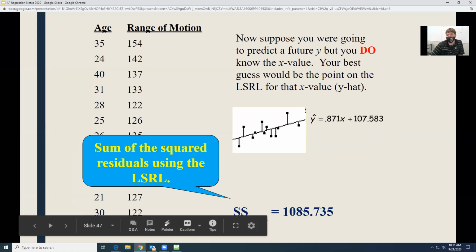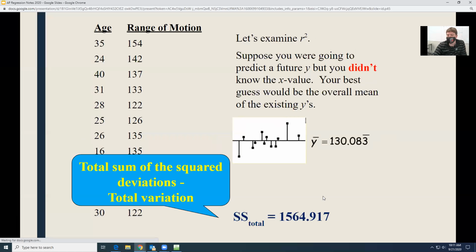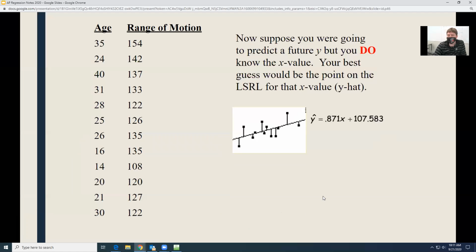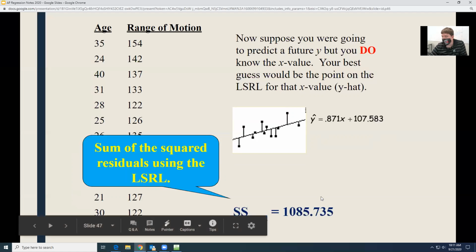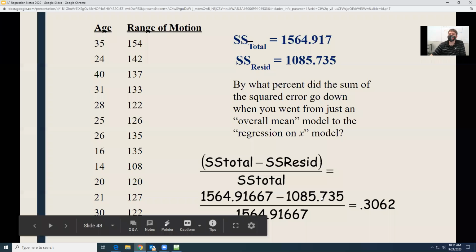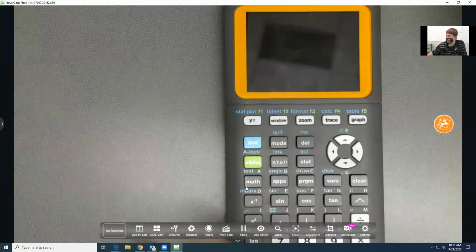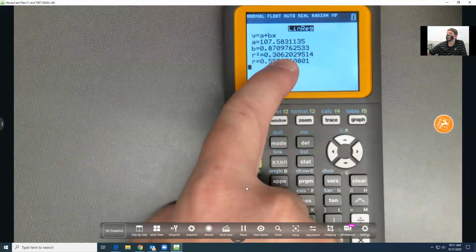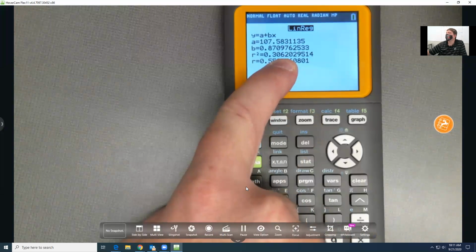This is a different number than I had before. The previous number was based on the deviations. This number is based on the residuals. Now, in order to figure out R squared, we take the total minus the residual, divided by the total, using all these numbers, and we get 0.3026. If you look in your calculator, what number did we get for our R squared? Boom. You don't have to do the formula, but now you know where the number is coming from.